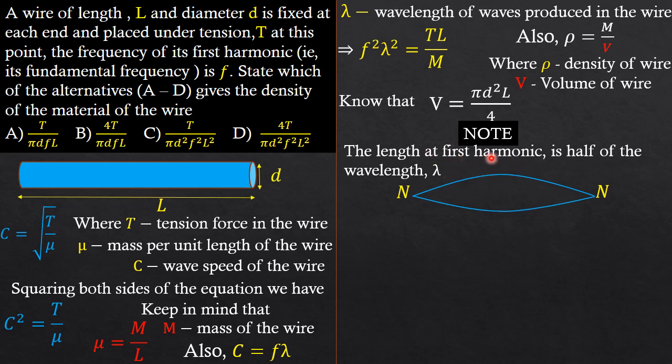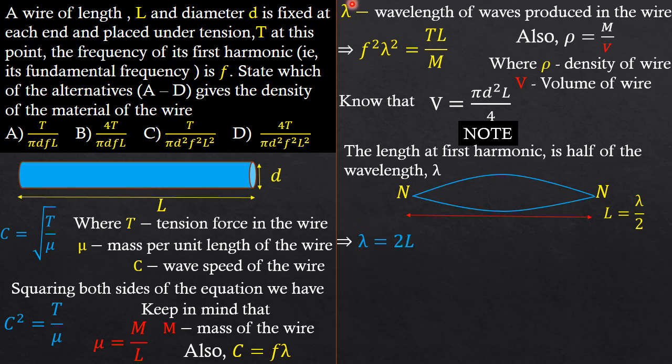Half of the wavelength. Great. So we can tell that the length of our wave, that is from the node to the node, is simply equal to what? Half of the wavelength. Good. So we now have the length L to be the same as lambda over 2. If you solve for lambda, we are going to have lambda to be the same as 2L. Good. That's what we have.